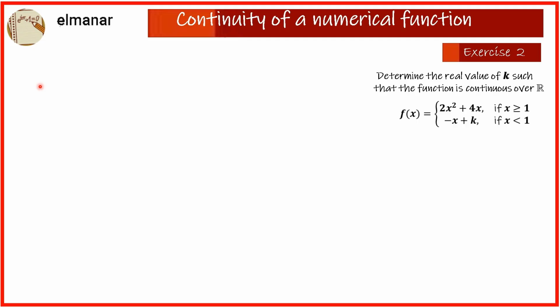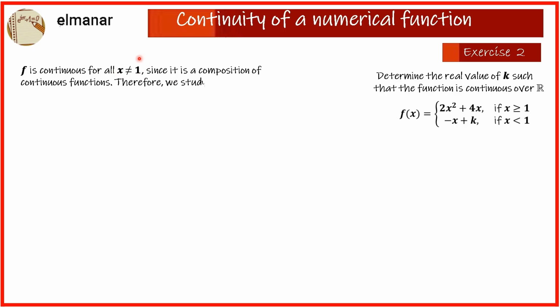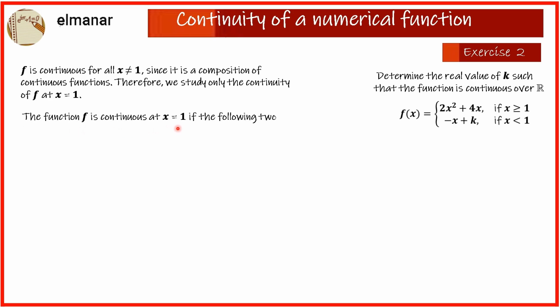Exercise 2. The function f of x is continuous over all real numbers, except possibly at one particular value, when x approaches 1. Now let's ask ourselves a real question. What happens in the neighborhood of this value? More precisely, is the function continuous at x equals 1? To answer that, we need to examine the left-hand and right-hand limits at 1 and make sure they match the exact value of the function at that point.